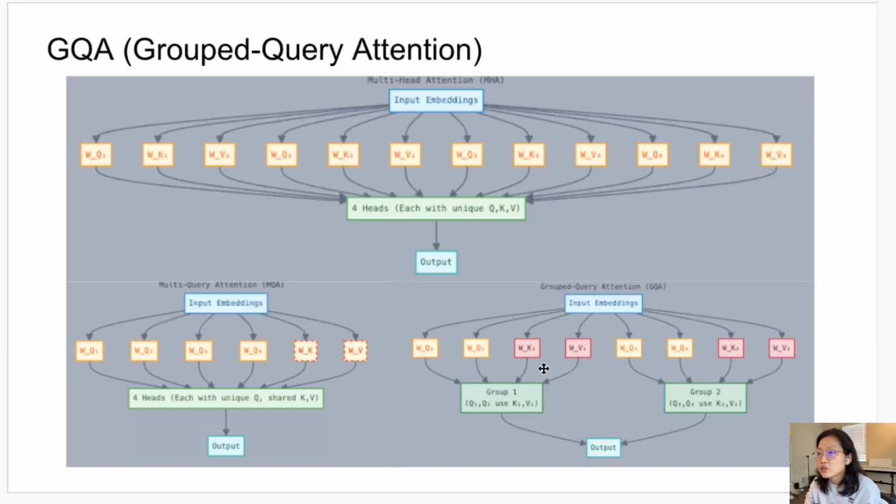So as you can imagine, if you have only one group for group query attention, then group query attention is equal to multi-query attention. If you increase the number of groups to be the same as the number of heads, the same number of queries, then your group query attention is equal to multi-head attention. You can tune the number of groups based on your needs for memory and performance trade-off.